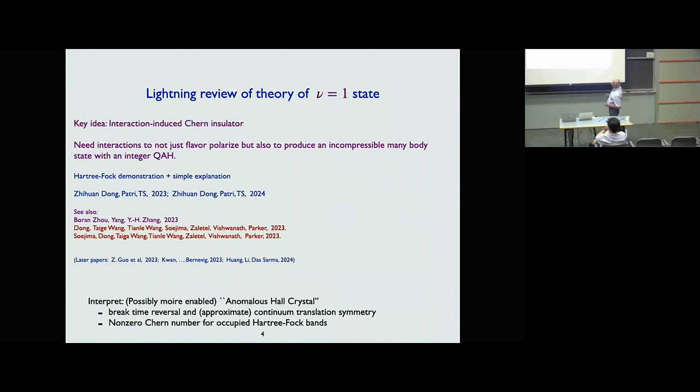So the interpretation of this is a bit more delicate. As we've heard multiple times, it's good to view this as an anomalous Hall crystal, possibly encouraged by the presence of a weak Moiré potential. So this state breaks time reversal spontaneously and it breaks continuum translation spontaneously, though in the real system, continuum translation is an approximate but not exact symmetry, right? And it has a non-zero Chern number for the occupied Hartree-Fock bands. Okay, so that's all I'm going to say about the state.